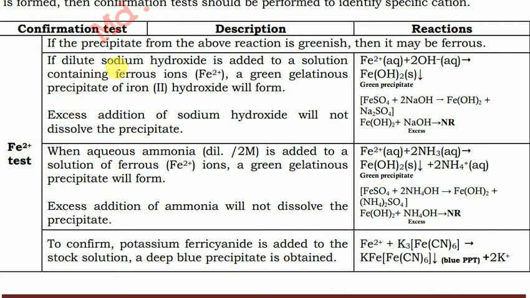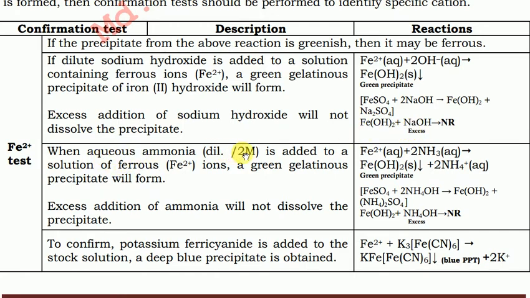If dilute sodium hydroxide is added to a solution containing ferrous ion, a green gelatinous precipitate of iron(II) hydroxide will form. If sodium hydroxide is added to a solution containing ferrous sulfate or ferrous 2+ ion, then a green gelatinous precipitate of ferrous hydroxide will form. Excess addition of sodium hydroxide will not dissolve the precipitate. There will be no reaction. So this is a confirmatory test for the presence of the ferrous ion.